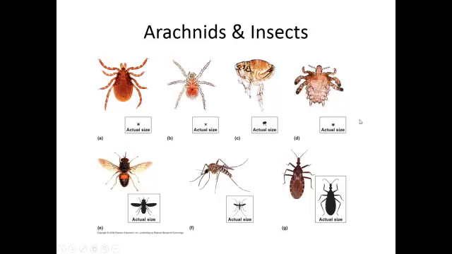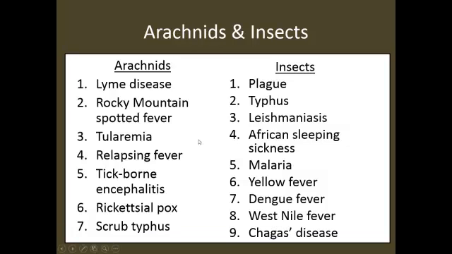All of these are able to transmit disease because they all bite people. Some of them have puncturing mouth parts, others do a straightforward bite, but they're all looking to get blood from humans. So let's take a look at the diseases that they are vectors for. Here's the list of diseases that are transmitted by arachnids and the list of diseases that are transmitted by insects.